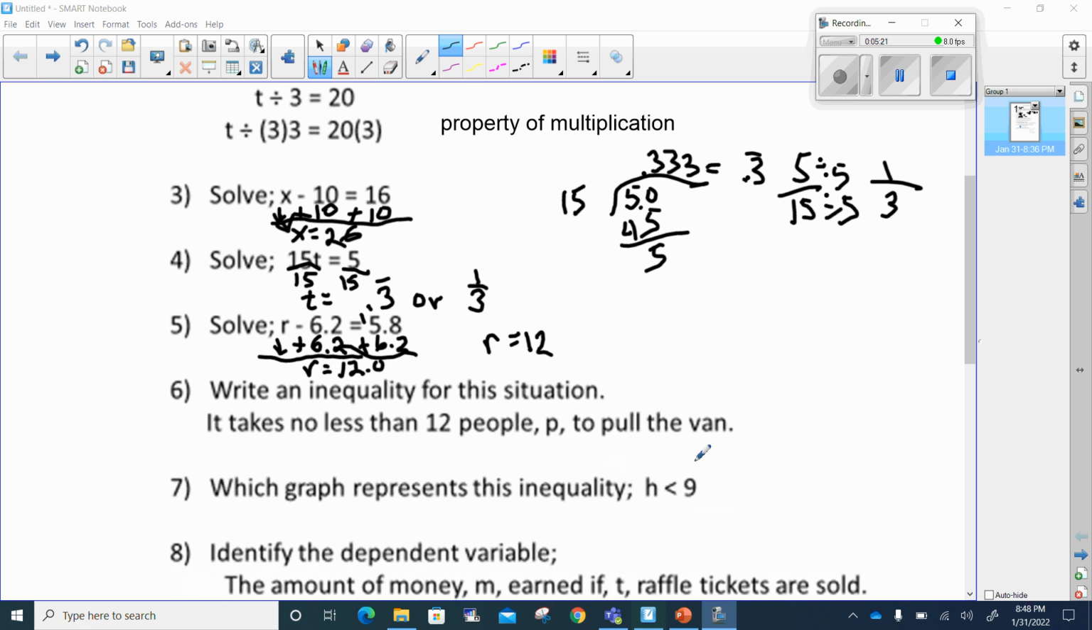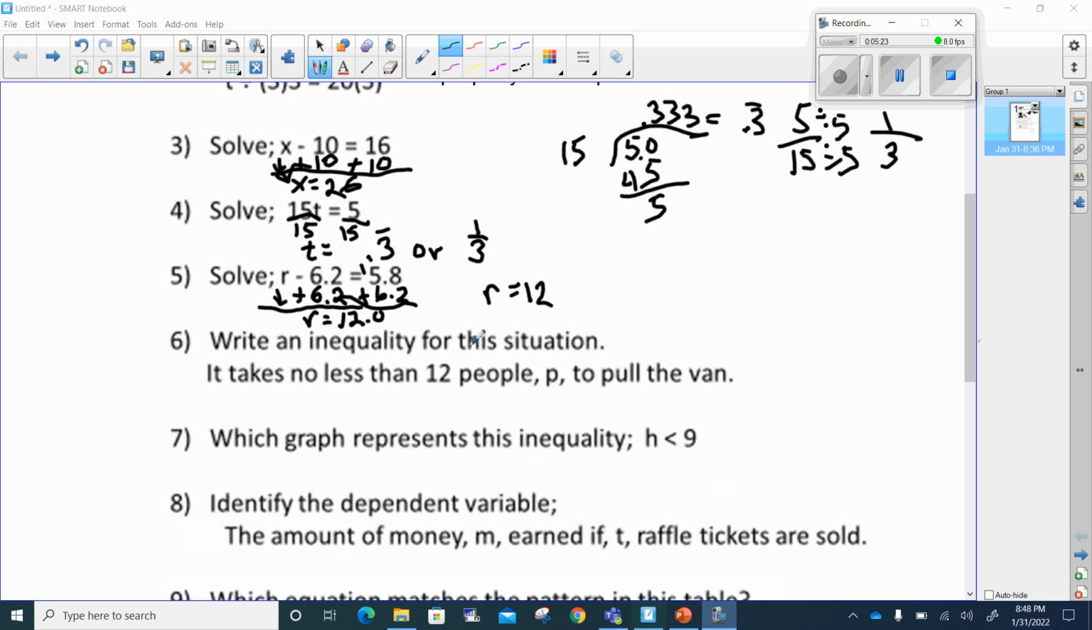Next, move on to number 6. Write an inequality for this situation. It takes no less than 12 people to pull the van. No less means we can have 12 people or more. So P is the number of people. We're going to need more than or equal to 12 people to pull that van.